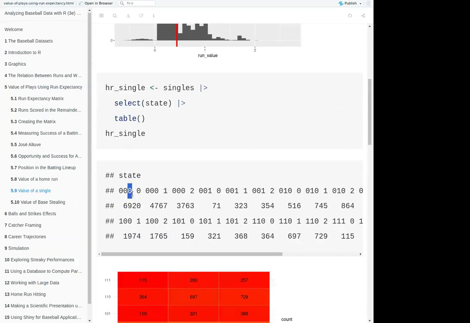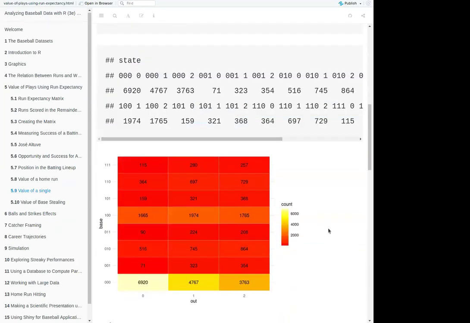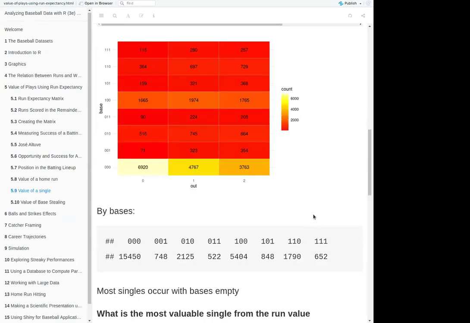And looking at that same state table here, I made the same heat map of the various bases and outs of our various states. Again, our frequencies are highest with nobody on bases and followed by somebody on first. And once again, I created the same by bases plots, and we can see there's over 15,000 occurrences of singles with nobody on bases.